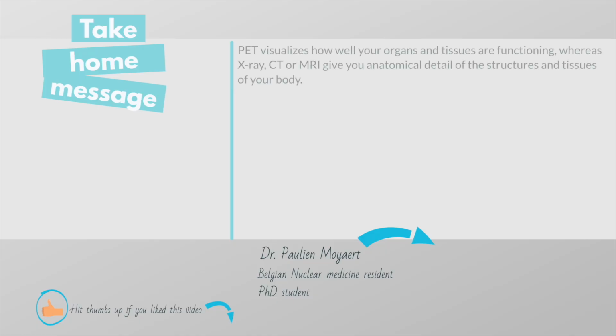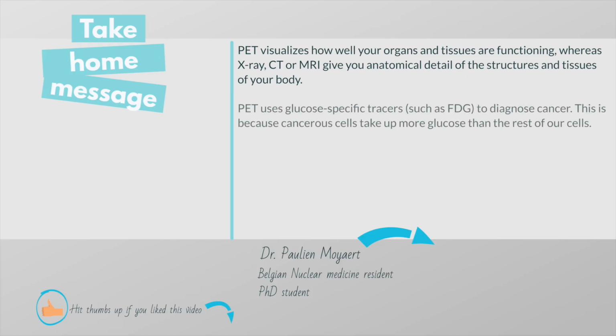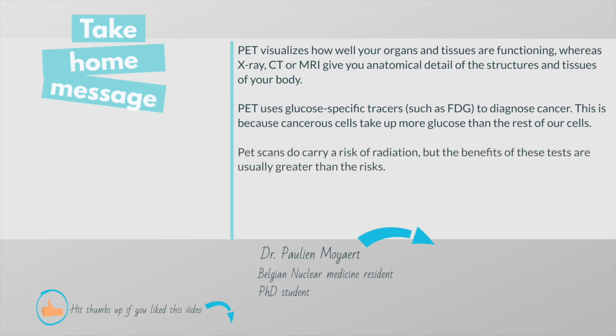So remember that PET visualizes how well your organs and tissues are functioning, whereas X-ray, CT, or MRI give you anatomical detail of the structures and tissues of your body. Furthermore, PET uses glucose-specific tracers, such as FDG, to diagnose cancer. This is because cancerous cells take up more glucose than the rest of our cells. And finally, PET scans do carry a risk of radiation, but the benefits of these tests are usually greater than the risks.